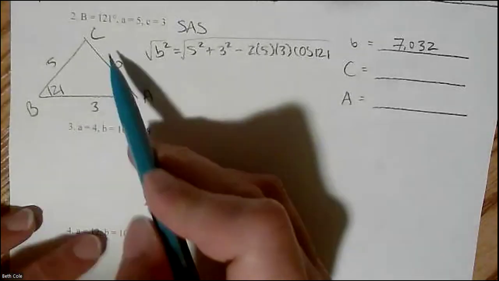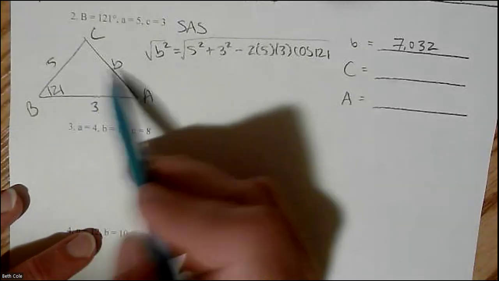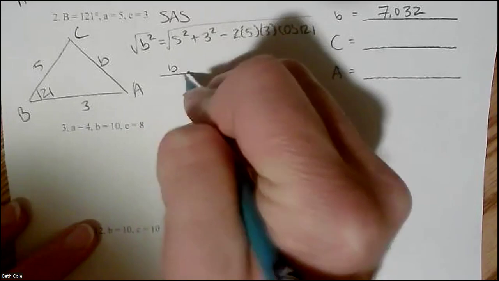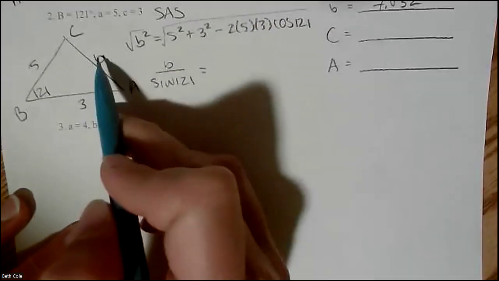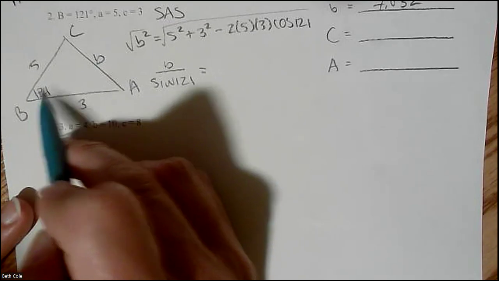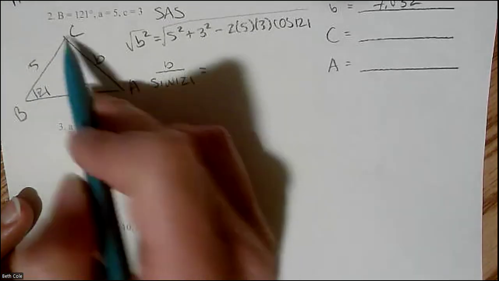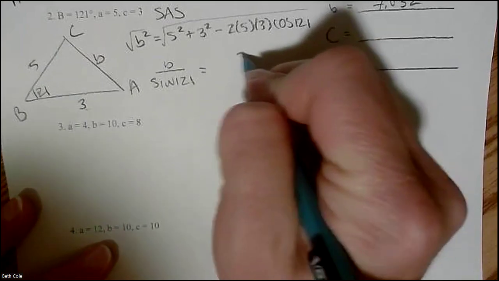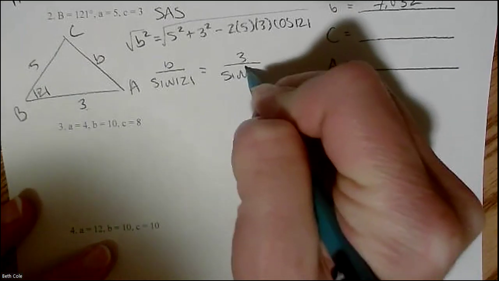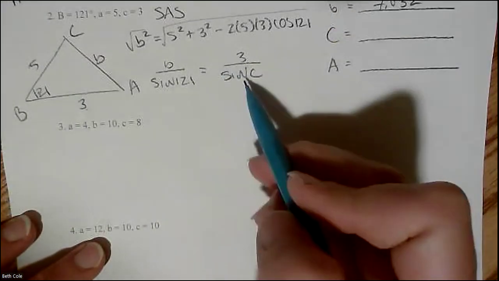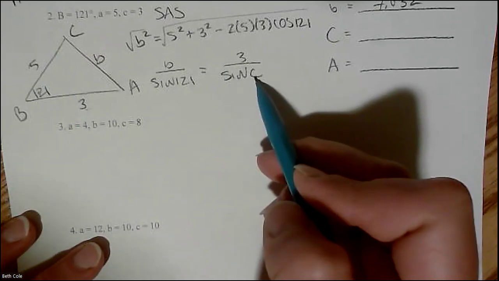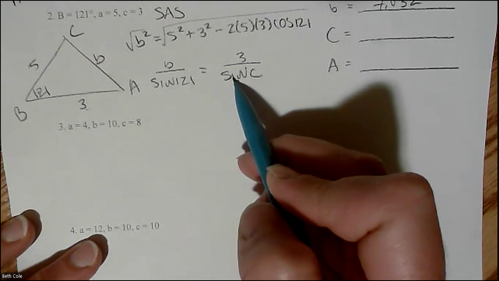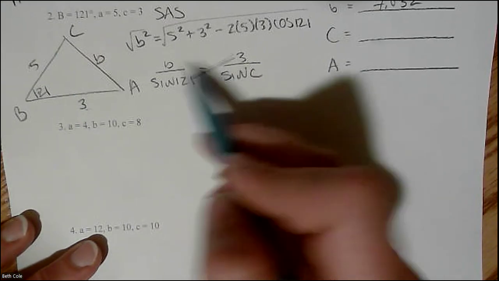So now we have little b, we have a side across from an angle, so we can do law of sines, which is better because it's a lot shorter. So b over sine of 121, and I'm going to do c next because this is the smaller one. So 3 over sine c. So I'm going to hit second sine to cancel out this sine. I'm looking for the angle, so I'm going to do sine inverse and then cross multiply and divide.